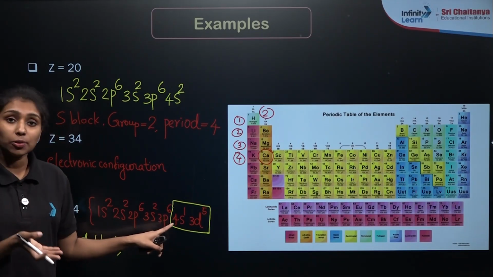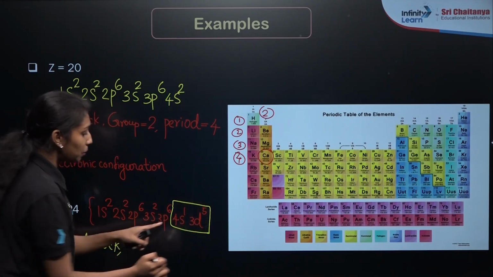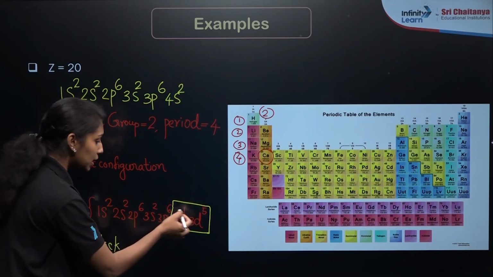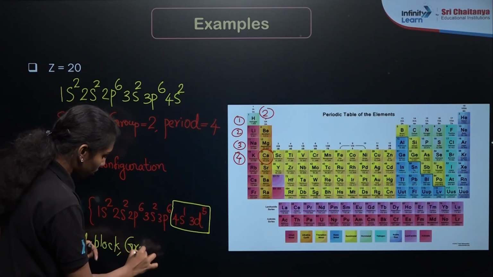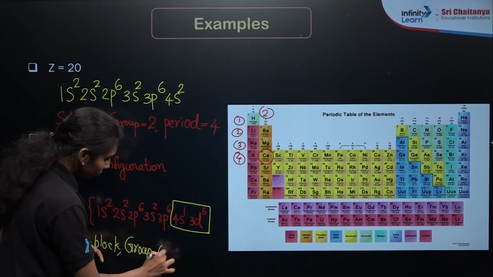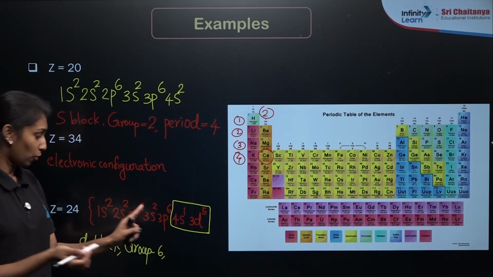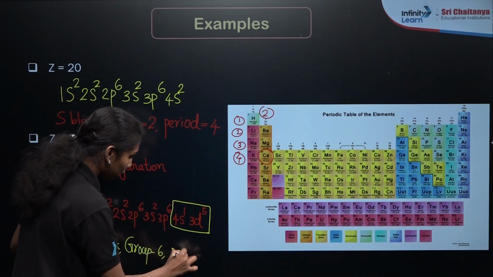Now how can we find out the group number of this element? We need to add the number of electrons in the S and D subshells. So it will be 5 plus 6, right? So the group will be 6 here. What is the period number here? The maximum value of n given here is 4, right? So the period is equal to 4 here.